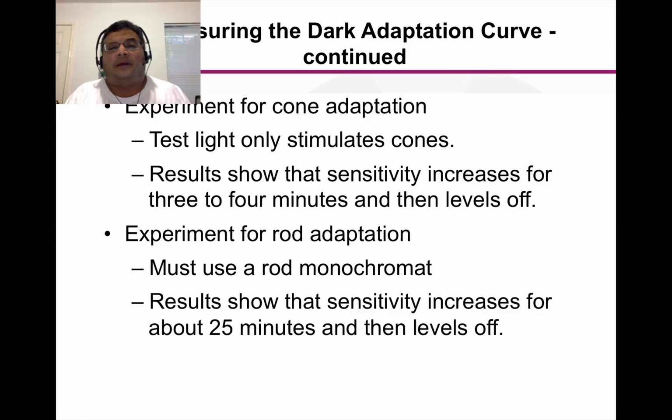The rods, there are certain people out there that don't have cones. Believe it or not, they don't have cones. They're born without cones. They're called rod monochromats. So they see everything in shades of blue and gray, and their vision is terrible. They have very terrible vision. But these people do exist, and when we use these people who have only rods, we show that the sensitivity takes about 25 minutes. It takes about 25 minutes for the rods to adapt to darkness and come online.